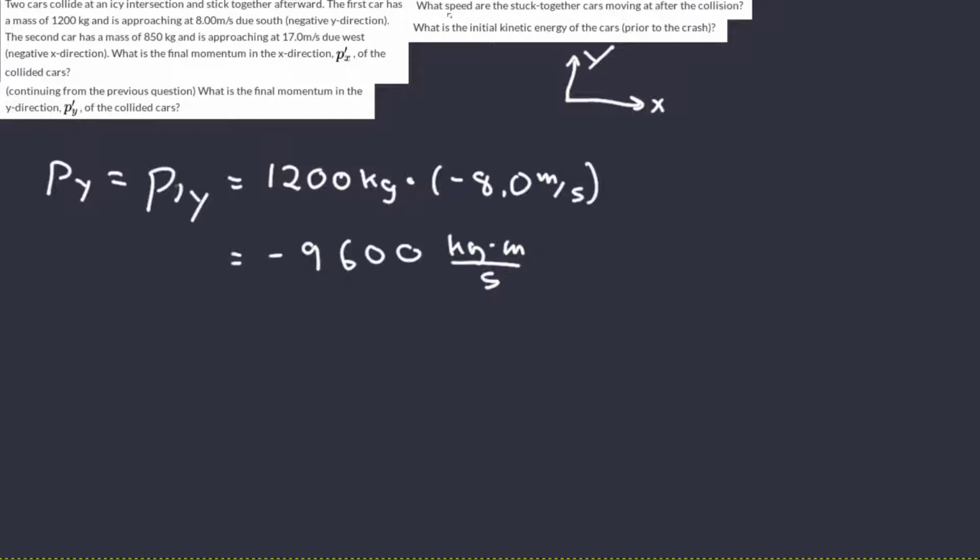So the next question says, what speed are the stuck together cars moving after the collision? This part is a little bit trickier. So let's go back to our diagram. We have car 1, car 2. This is the initial picture. And in the final picture, the two cars have crashed and they're moving off in some diagonal direction, which we don't know.